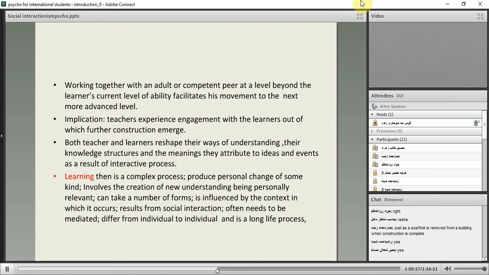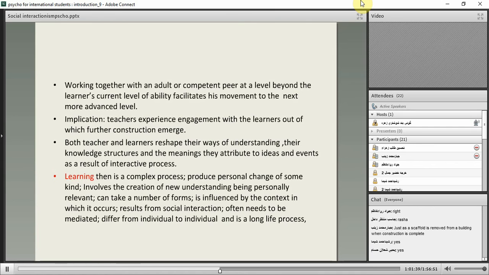We cannot expect individuals, all of them, to learn in the same way. Each will learn in their own way because of the different individual characteristics, different cognitive learning styles. And our learning is influenced by the context in which it occurs. As I stated, learning happens in culturally patterned activities. It results from social interaction, and often it needs to be mediated. And it differs from individual to individual, and it's a lifelong process.